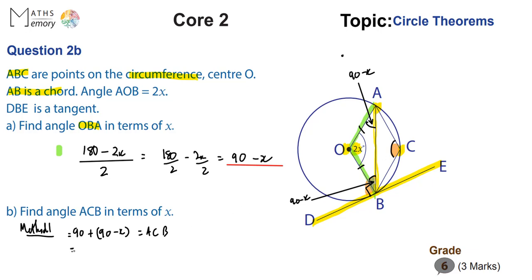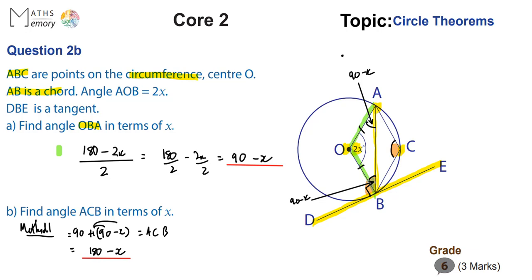Let's just work this out a bit more. 90 plus 90 is 180, and obviously minus x, so 180 minus x would be your answer. A bit more difficult in terms of spotting that, but not too bad.